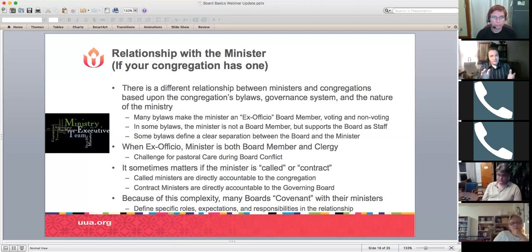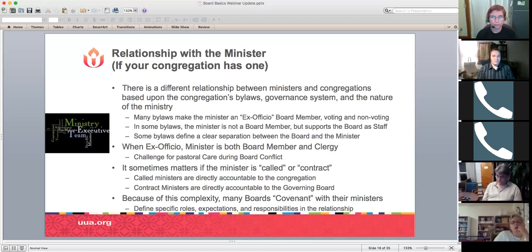Now let me define those two. A called minister is called by a vote of the congregation to an indefinite tenure, and there is an understanding of a spiritual nature of that call. A contract minister is hired by the governing board to a specific tenure. The call is in essence an election by a vote of the congregation. A contract minister is not elected by a vote of the congregation.